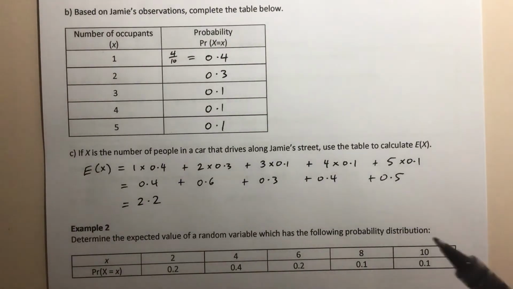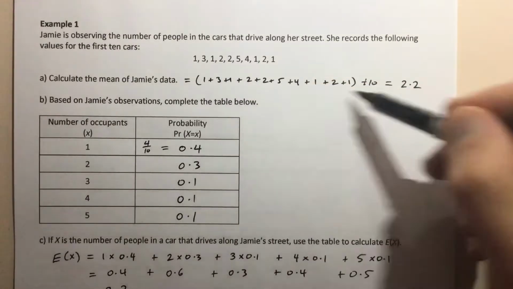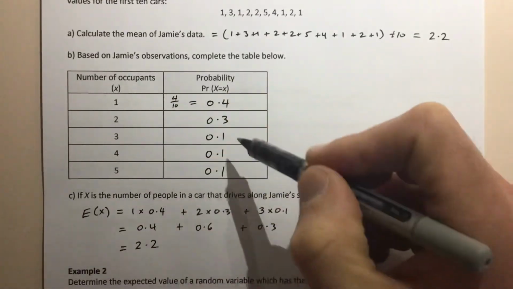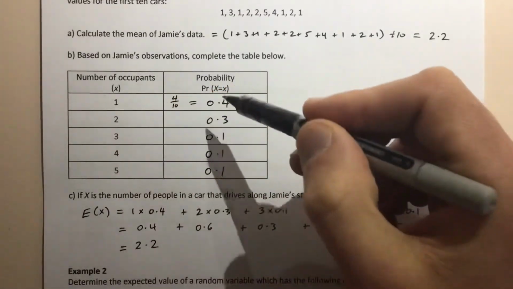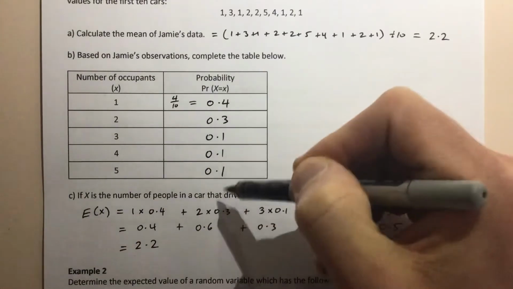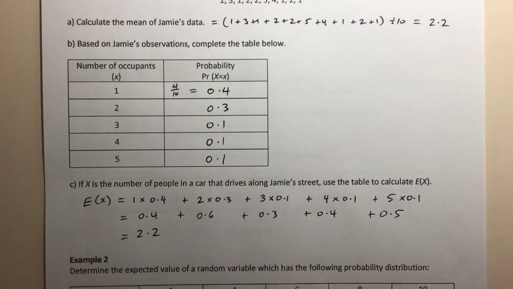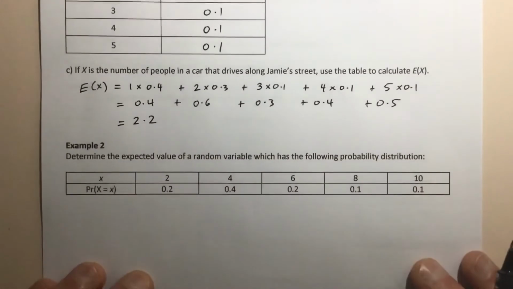Now, obviously, if you have the original values, it was probably a bit easier to just add them together and divide by 10. But often you'll get questions where you just have the probability distribution. So you just know the possible outcomes and their probabilities, or in other words, the proportion of the time that each outcome actually happens. And so that's when this formula is actually going to be necessary. Just like in the next example.